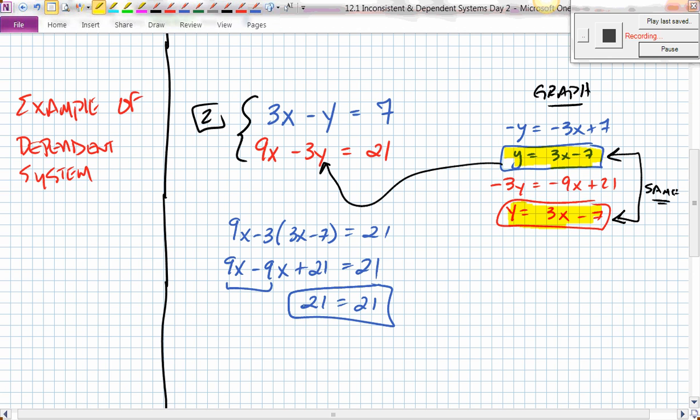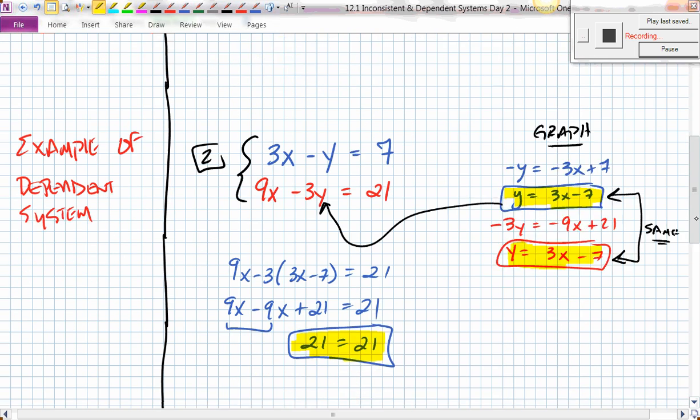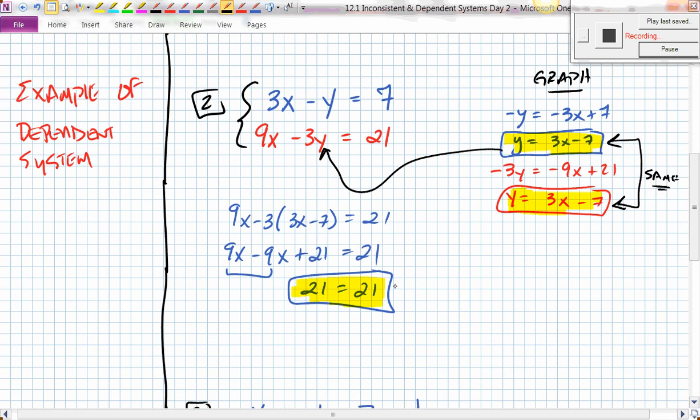Now, what's the difference between this statement versus this statement? Do you guys see the difference? Yeah, one's true, one's false, right? So if we do some algebra and use one of the three ways, elimination or substitution, we see that we end up with a true statement. Well, that implies that we have a dependent system.